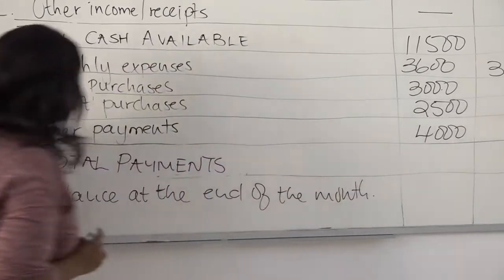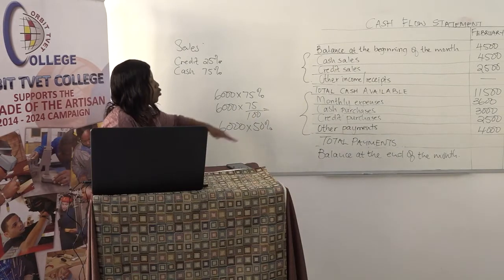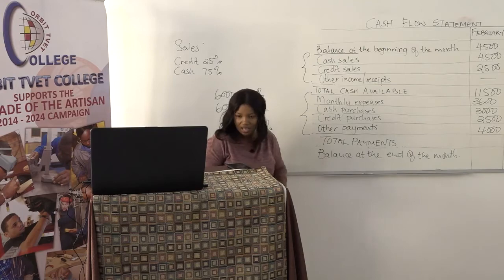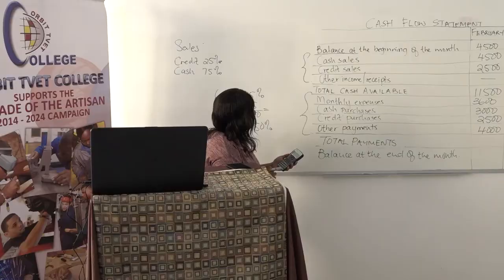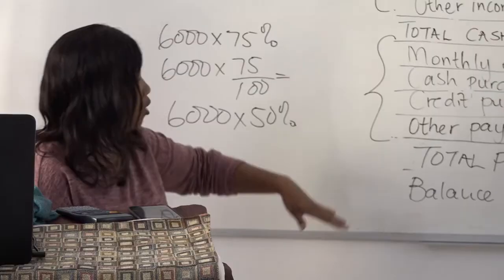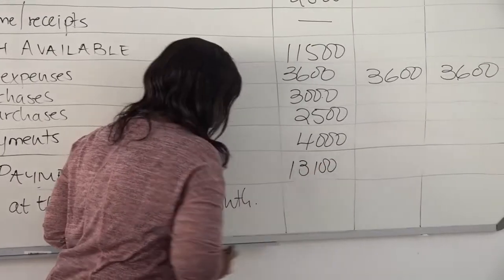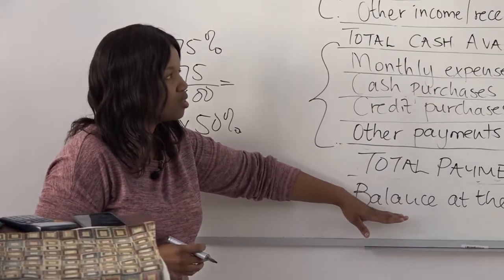Now, how do we calculate our total payments? We are going to add from the monthly expenses until the other payments. So our monthly expenses is 3,600 plus cash purchases of 3,000 rand plus credit purchases of 2,500 rand plus other payment of 4,000 rand. Now our total payment is 13,100 rand.